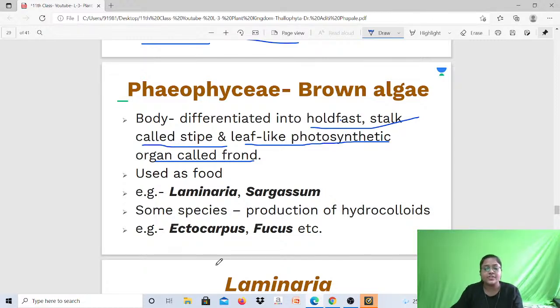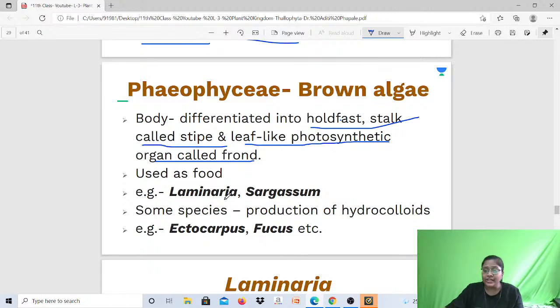To a surface. So, the body is differentiated into structure known as hold fast. It helps them in anchorage, hai na? Then stalk, it is called as stipe, and then leaf-like photosynthetic organ. It is not leaf, but leaf-like and it carries out photosynthesis, and the name is frond. Now, it is used as food. Again, just like green algae is used as food, similarly brown algae is also used as food.